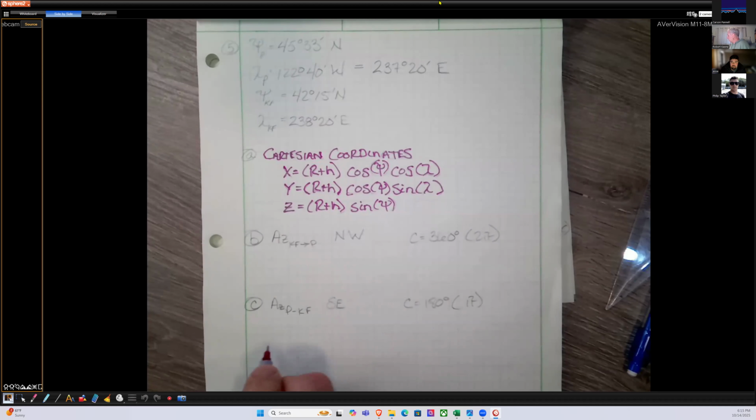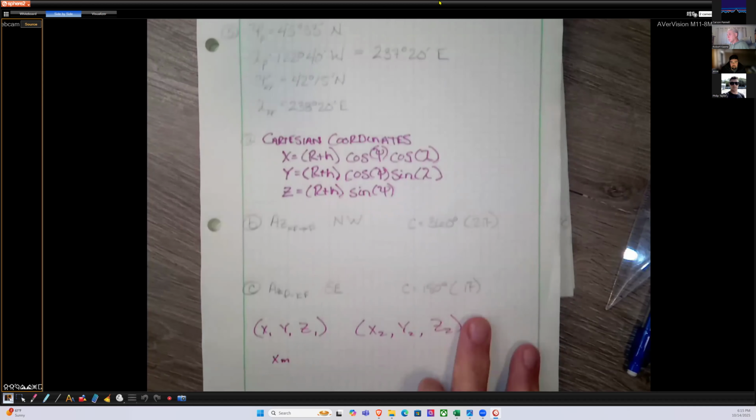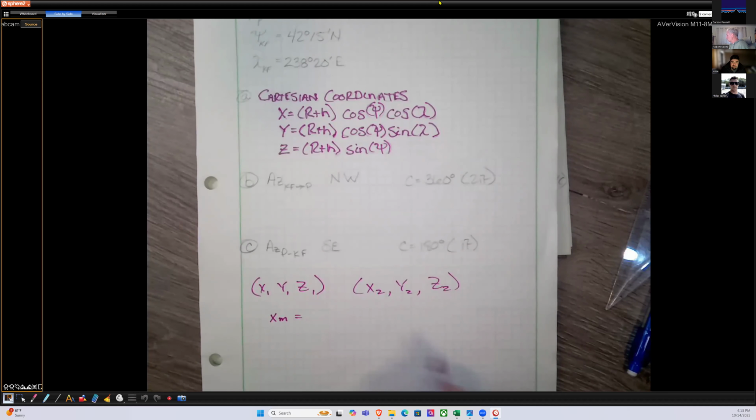So the midpoint, if given x1, y1, z1, and x2, y2, z2, we have a good old midpoint formula from back in the day. So if I wanted to get x of the midpoint, that would be what? It's just x1 plus x2 over 2. It's just the average of the coordinates.